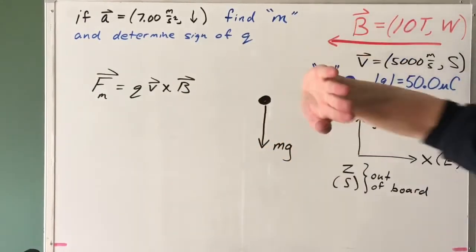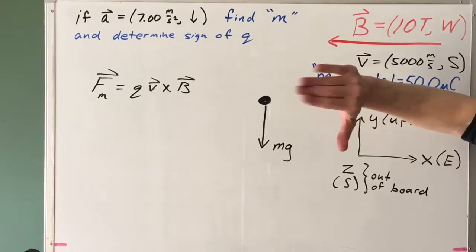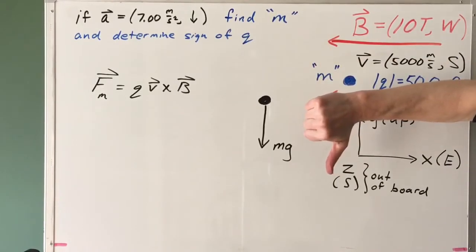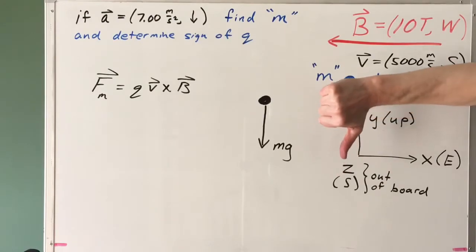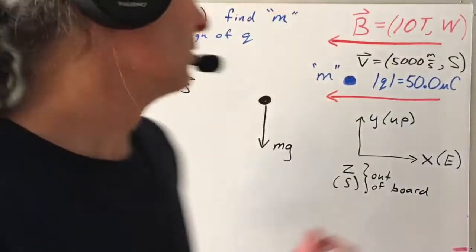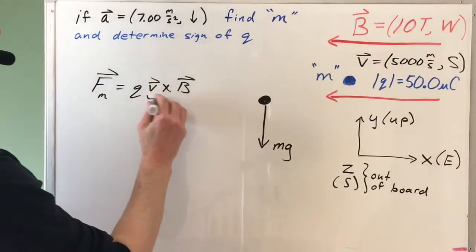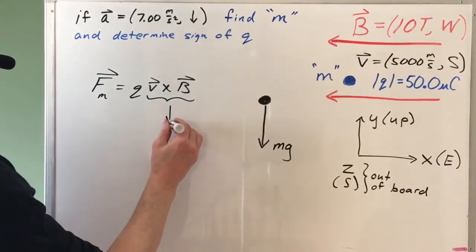So here we go. V cross B. My thumb will point in the direction of V cross B. That's clearly in the negative y direction. I'll just say down.